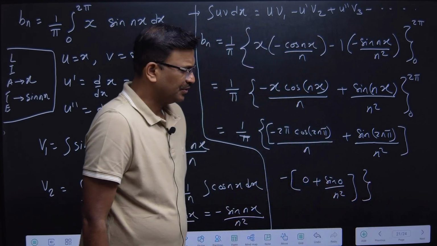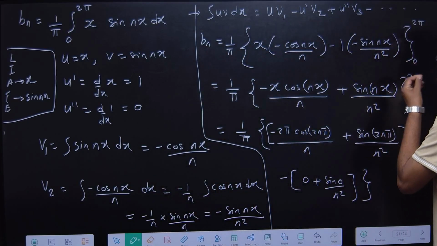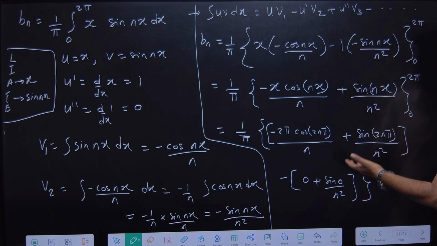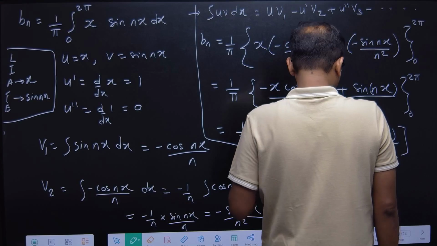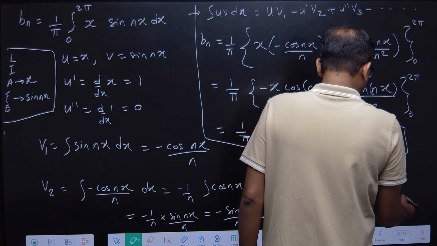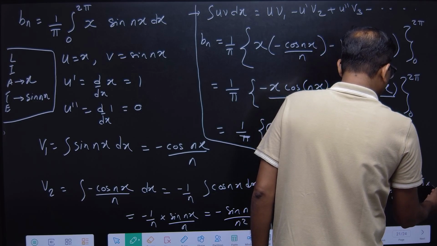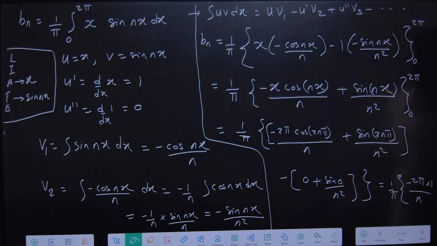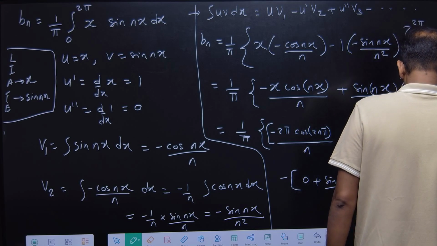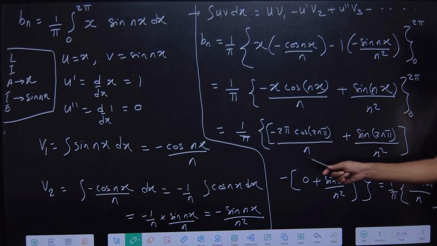Sine 0 is 0. So now if we substitute the respective values or the respective limits in place of x, now we'll put the respective value. Cos 2n pi is 1, sine 2n pi is 0, sine 0 is 0. So if you put the respective values, this will be 1 upon pi as it is, and inside the brackets this will be minus 2 pi into 1 upon n. This sine 2n pi term becomes 0, sine 0 term becomes 0. The remaining terms are going to become 0. Remember, sine 2n pi is 0, sine 0 is 0. So these two terms will be 0. Only this term will remain.